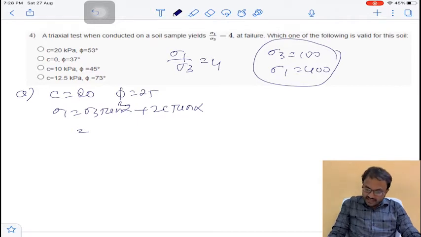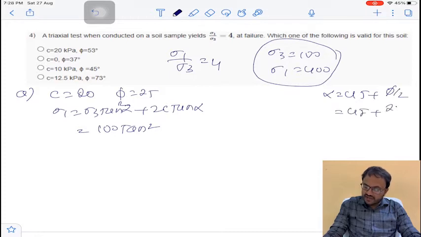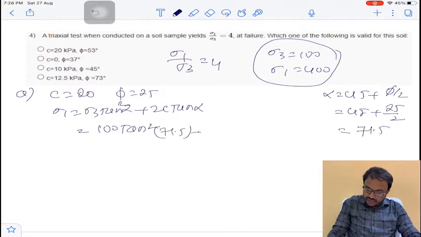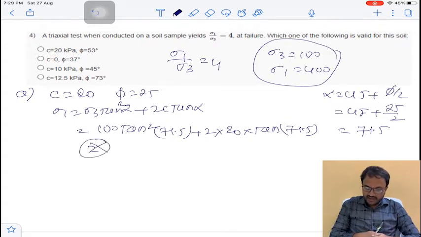So sigma 3, I am taking it as 100, and alpha is equal to 45 plus phi by 2. So that is 45 plus 25 by 2. So you will get it is 71.5. Tan square 71.5 plus 2 into 20 tan 71.5. So we are not getting sigma 1 as 400. This option is wrong.